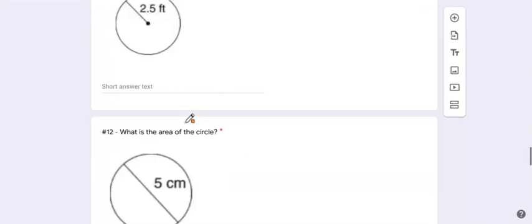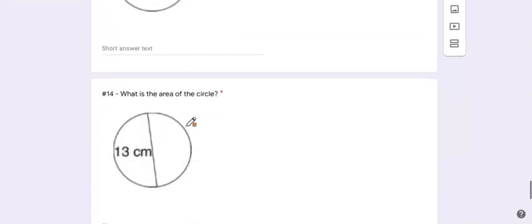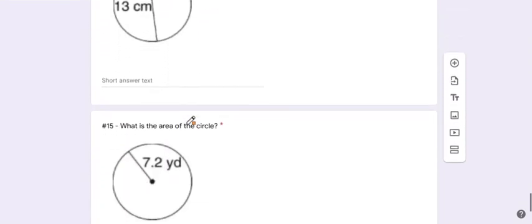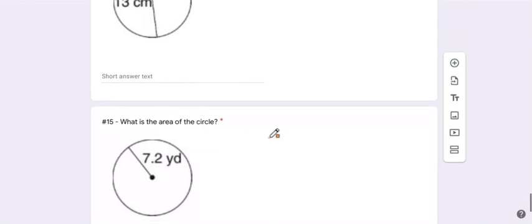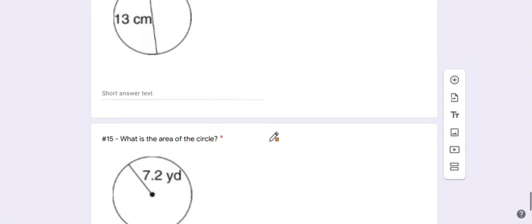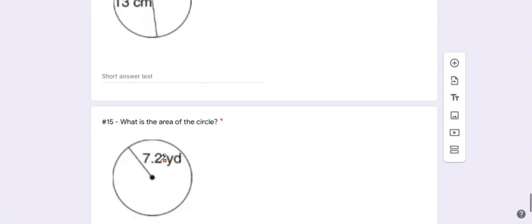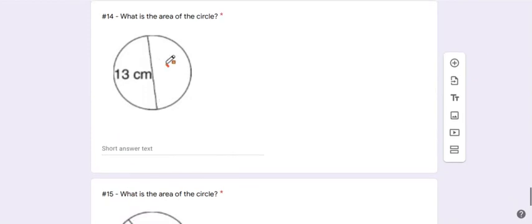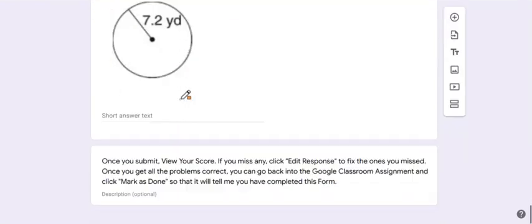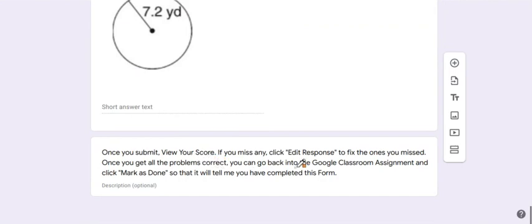Okay, you try numbers 11, 12, 13, 14, and 15. You're finding the area of a circle. So be sure you write down the area formula and then plug in the radius, whatever the radius is. Like make sure in 15 you're given radius. Okay, in number 14 you're given the diameter. So be sure you're plugging the radius into the area of a circle formula. Once you're done, submit, view your score, and then click Edit Response to fix the ones that you missed.